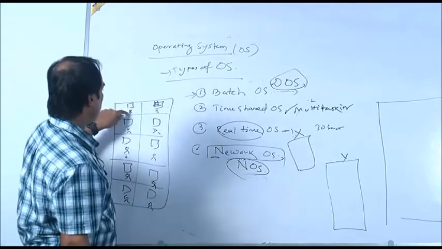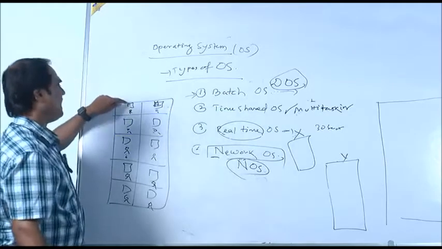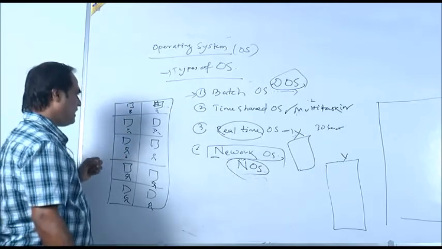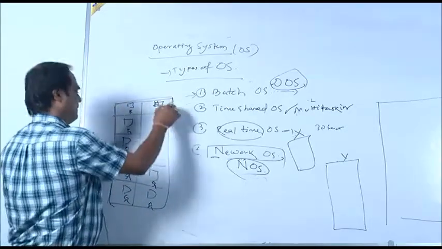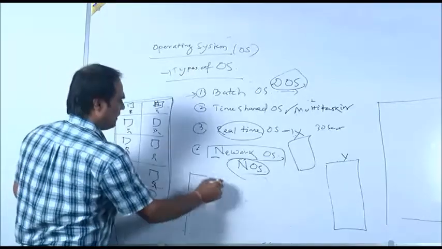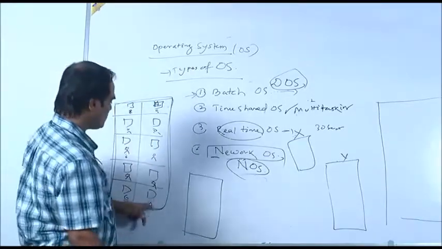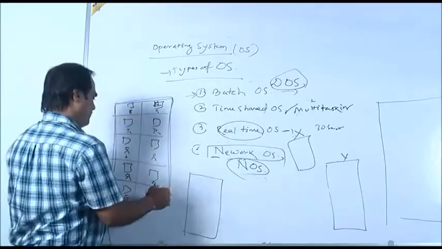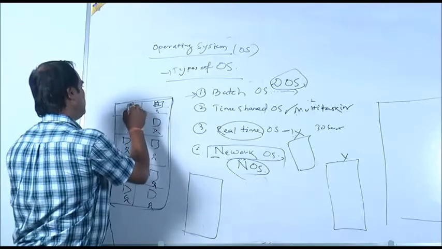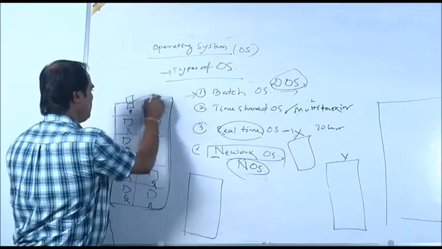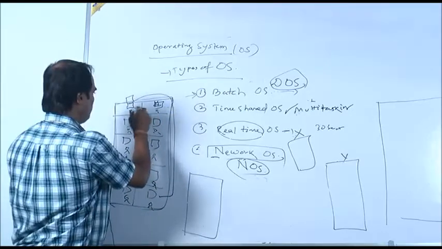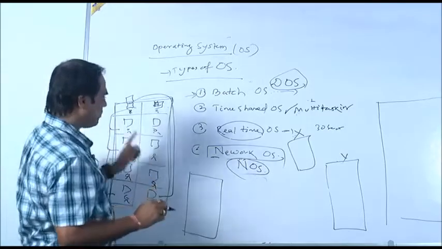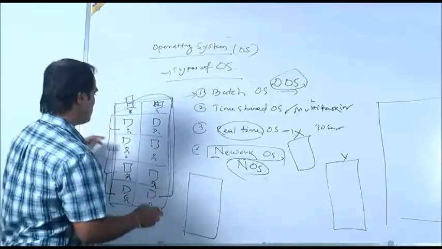For each room, for each computer, one user is there and he is accessing the computer, yes or no. Here is the same, here is the same. But suppose all these users are using the same assignment every day. Then the same assignment can be used by multiple computers or multiple users. It is only possible because of the network.